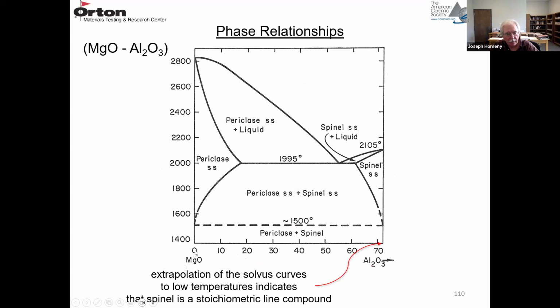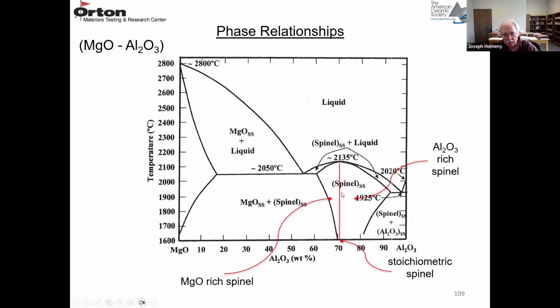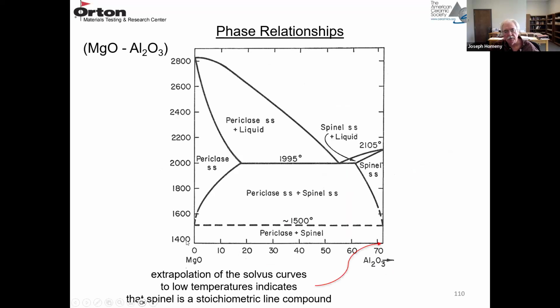And this is another version of the phase diagram. It's only the left-hand side. So 100% MgO up to spinel. So it's just this part of the phase diagram up to this red line here, but it's going to a lower temperature. So you can see how this line converges at the spinel composition. So if you extrapolate the solvus curves at low temperatures, you can see you now have stoichiometric spinel.